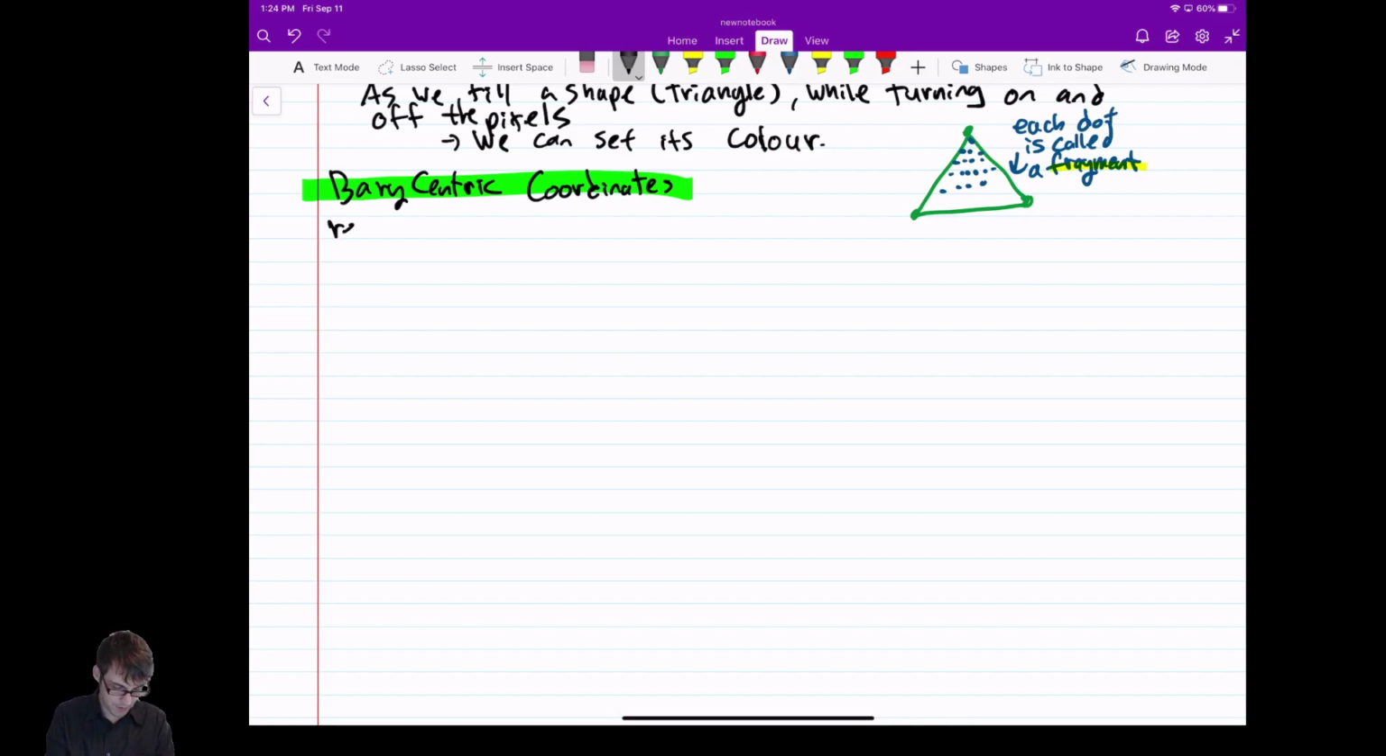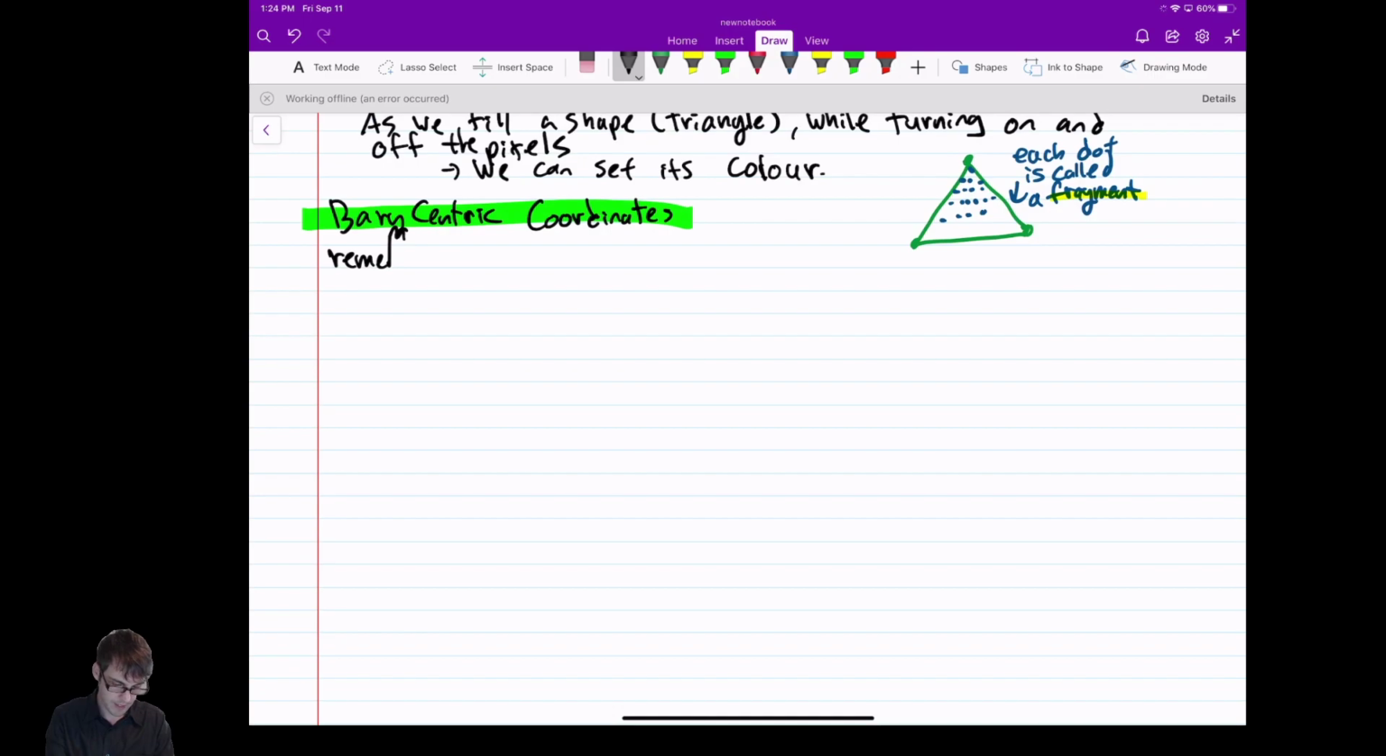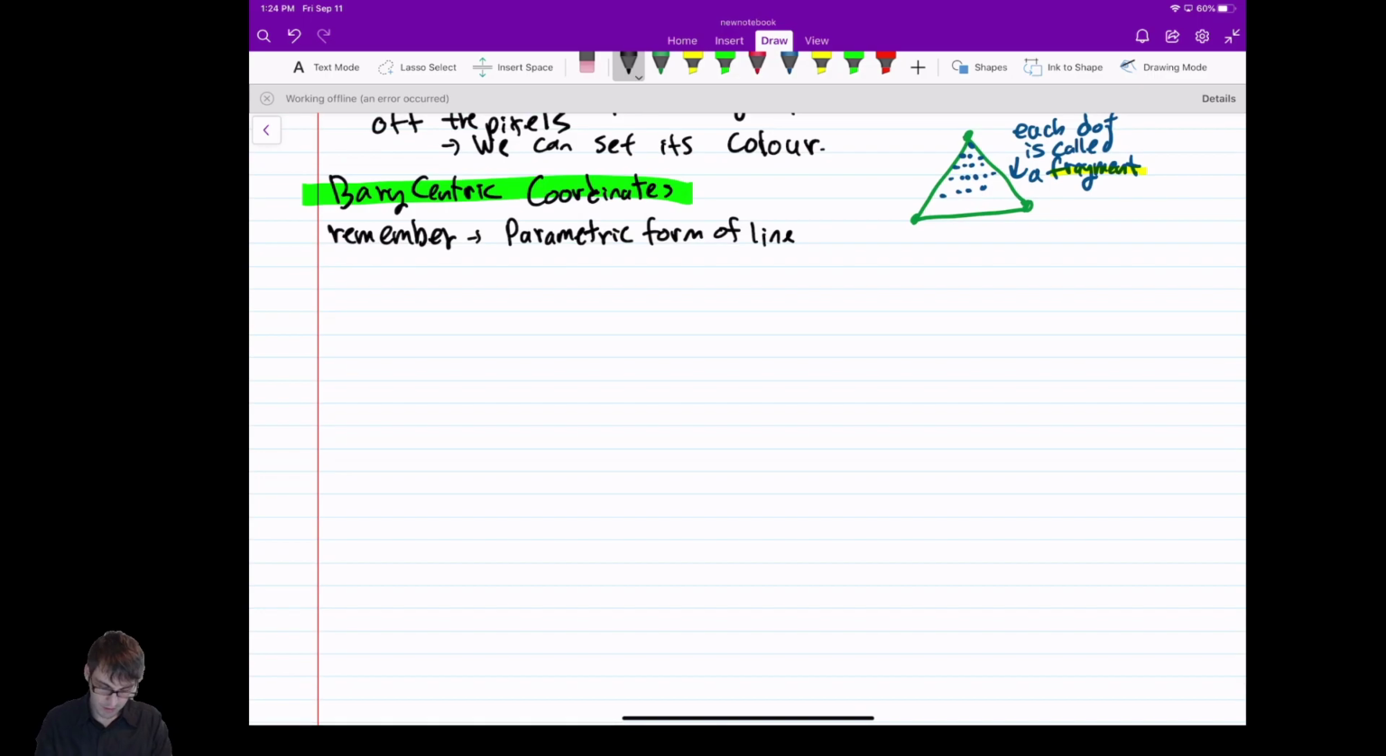So let's remember first the parametric form of a line. If you're still not sure about that, it might be a good idea to go back and review. Pause the video, go back and watch that if you're still not sure about those parametric line equations.